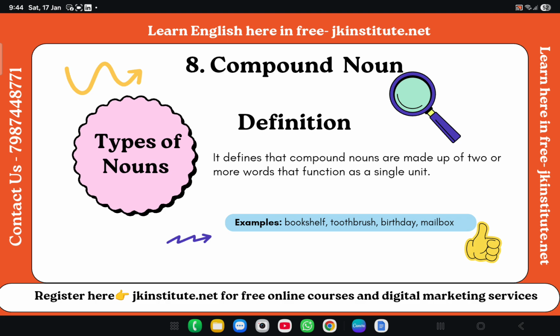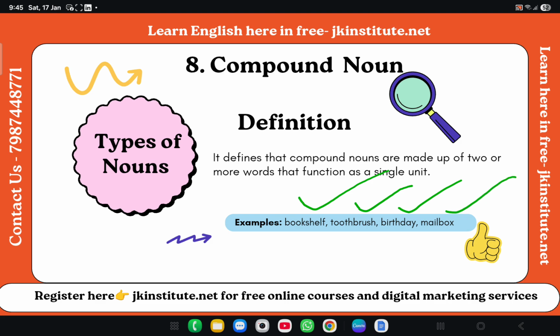Look at these examples: bookshelf. Here both words, book and shelf, are combining. By combining two words, it forms one word. So this one word is called a compound noun. Toothbrush. Here also two words are combined together. Birthday.